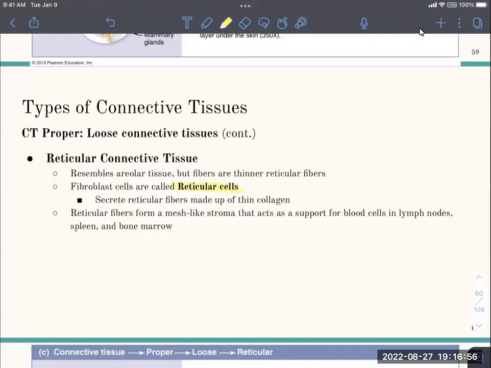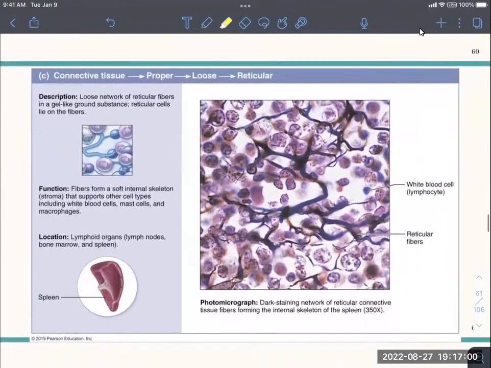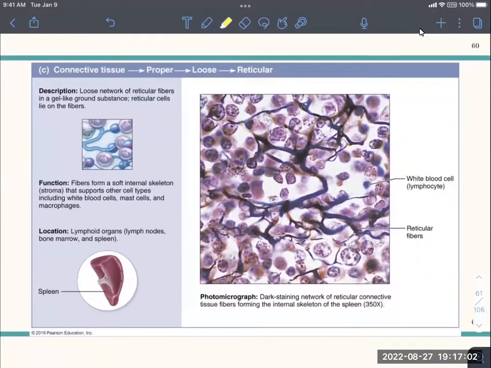It supports blood cells and lymph nodes, spleen, and bone marrow. So here's our spleen. You can see the reticular fibers are black in this picture. And then there's the other cells, more the white blood cells really, all around.